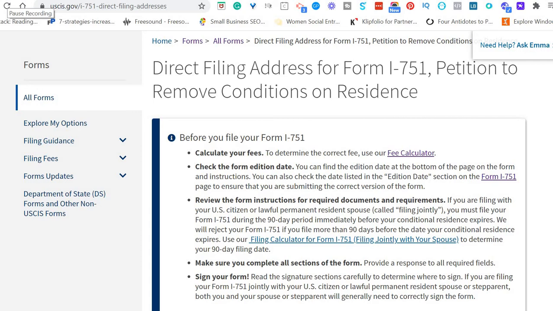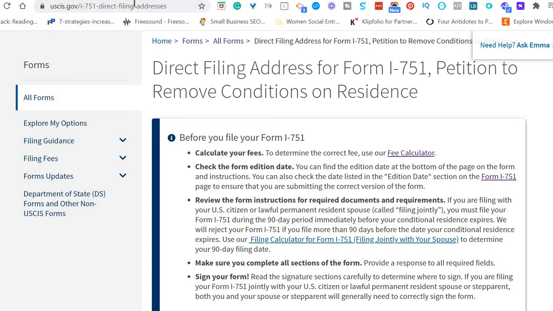In this video I'm going to share with you the fee calculator from the USCIS website, as well as the filing calculator for the form I-751, as well as an example of a cover letter for the form I-751. Alright, so let's get started.